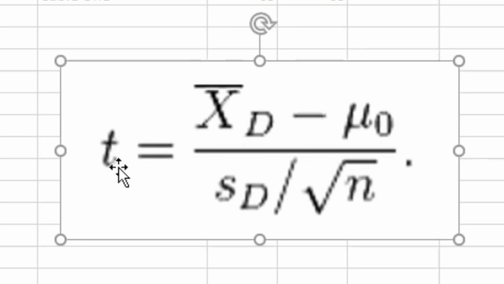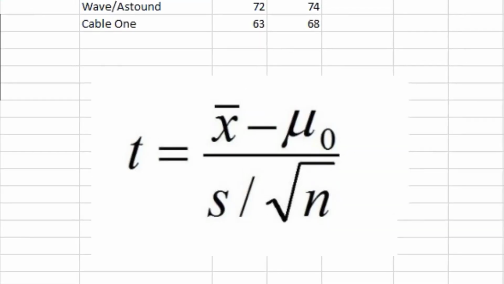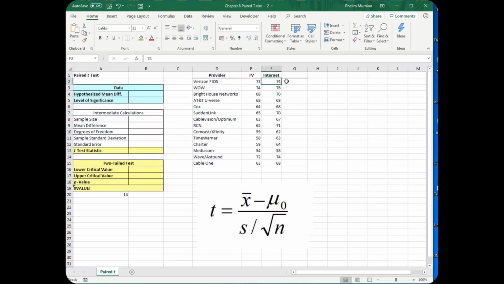And so to get the t-score, which we're going to put into cell B13, we need to get the average of the differences. So we get all the differences for all of these, and then get the average. And we get the difference between that average and the hypothesized mean difference. The hypothesized mean difference is 0. We're saying our null hypothesis is that they are the same, so our hypothesized mean difference is 0.